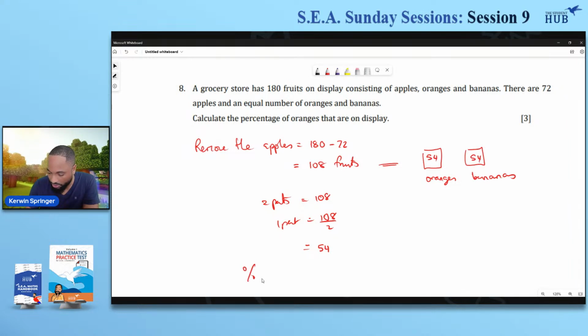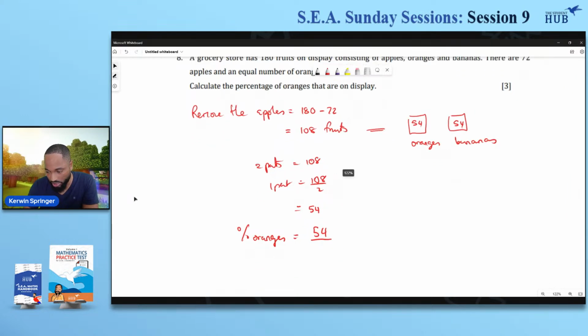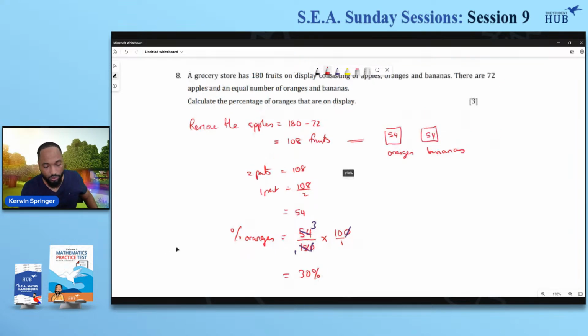So the percentage of oranges is going to be 54 over, not the 108, over the total. Calculate the percentage total, 180. How are you so quick in this question, Mike? Should be a multiply sign here. Well done, YouTube people. And when we work this out, 18 could go into 54 3 times. We will get 30%. Well done.